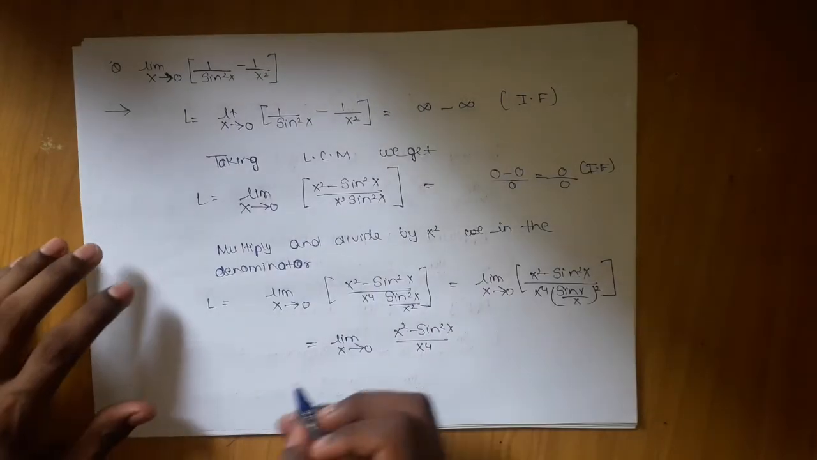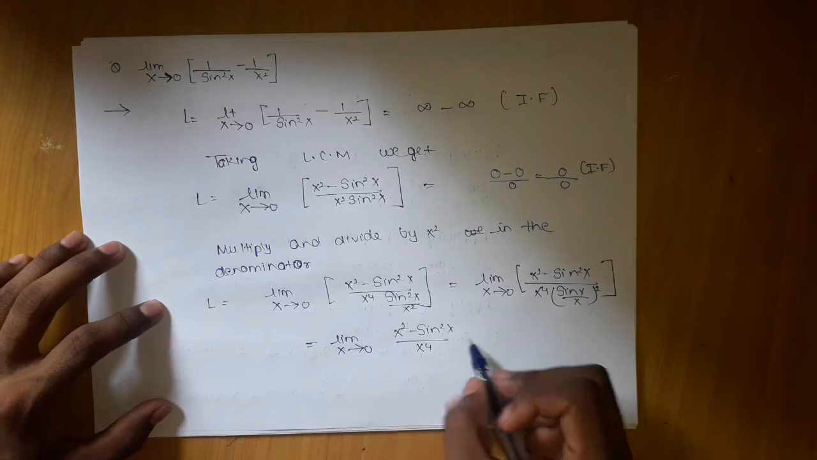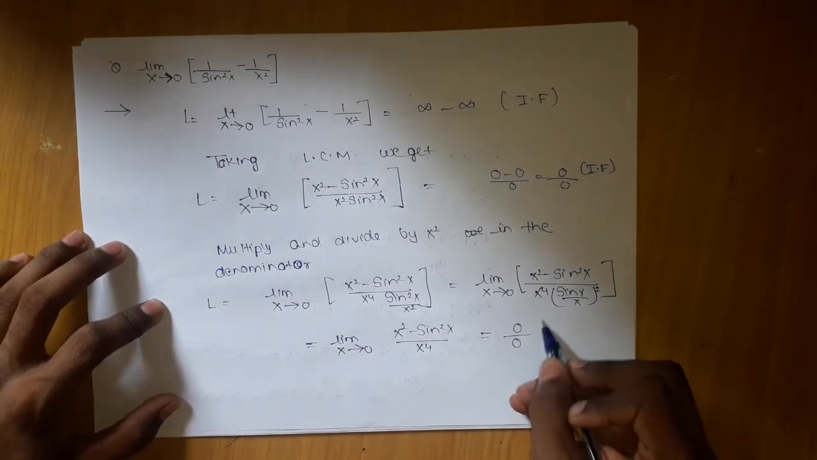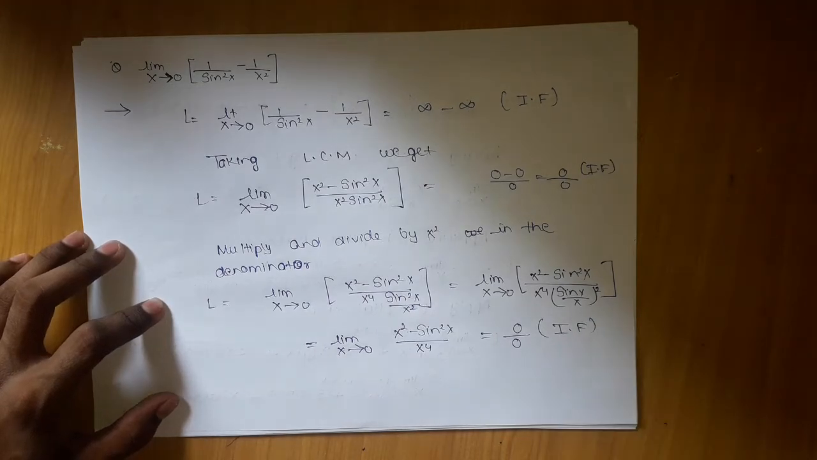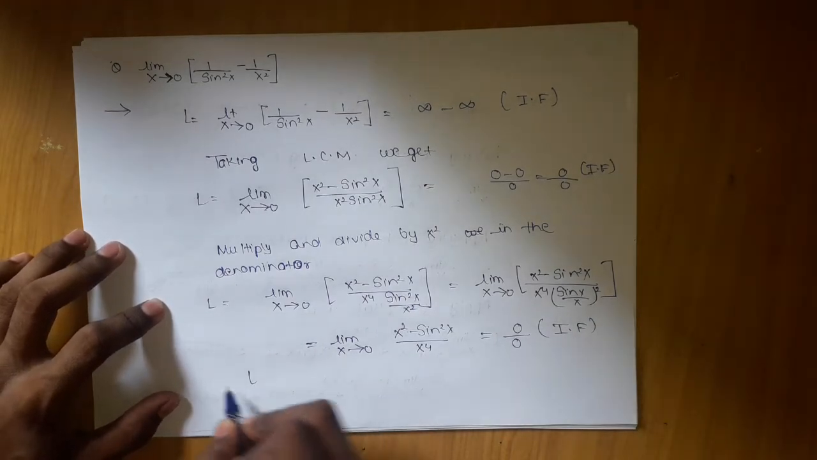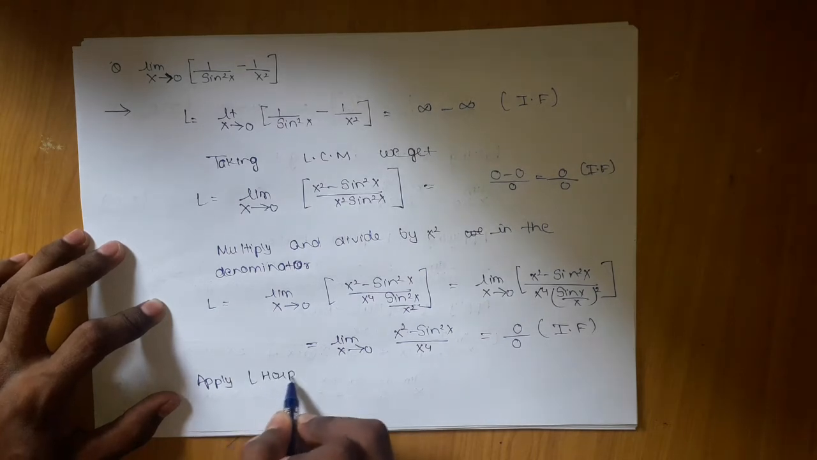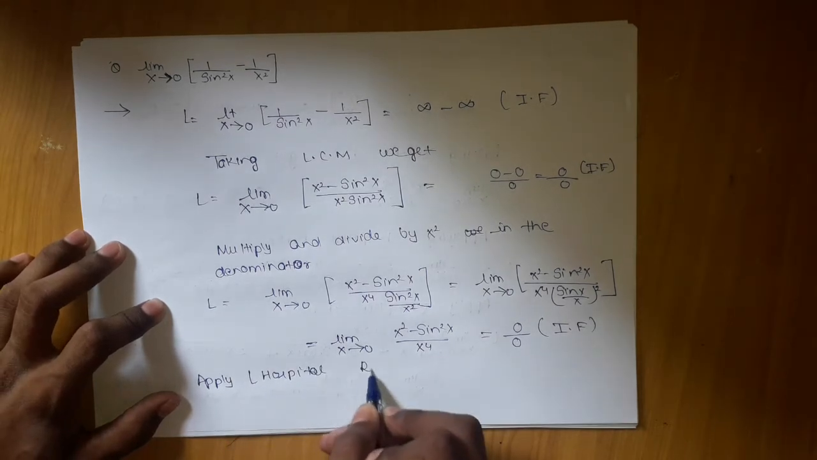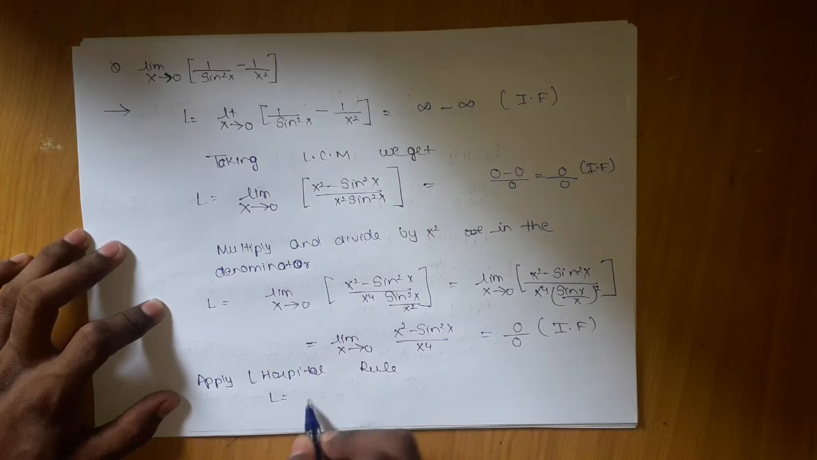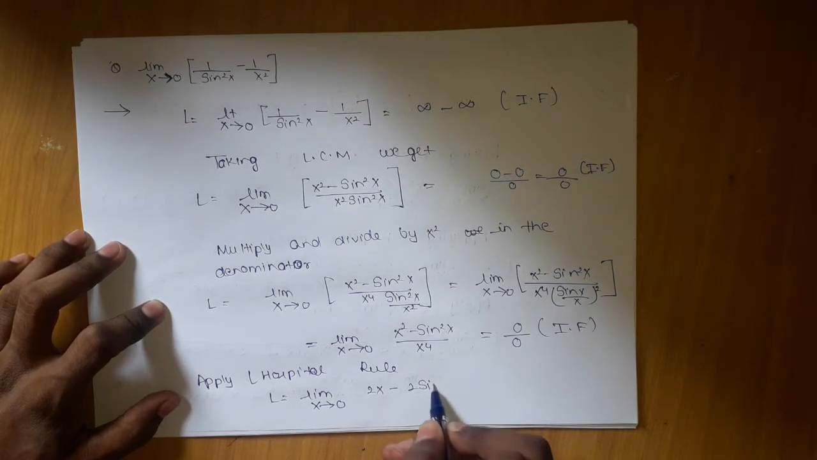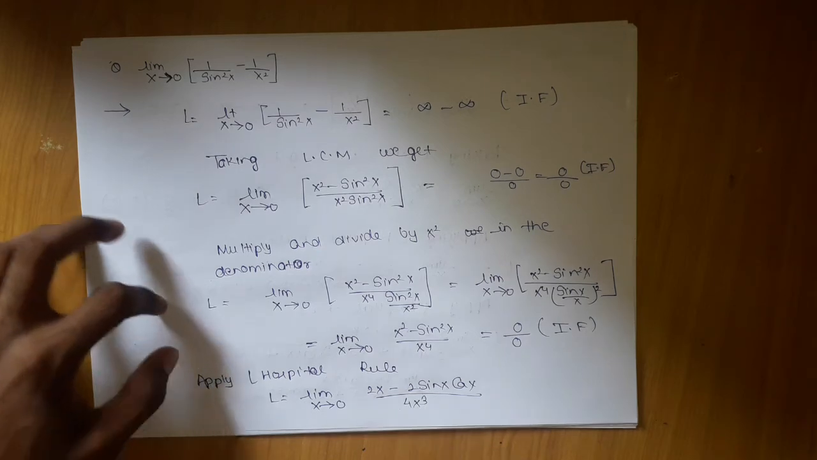After this step, we are going to substitute and check its nature. Its nature is 0 by 0, which is again an indeterminate form. So we are going to apply L'Hopital's rule, which is to differentiate the numerator and the denominator. You will get 2x minus 2 sin x cos x by 4x cube.